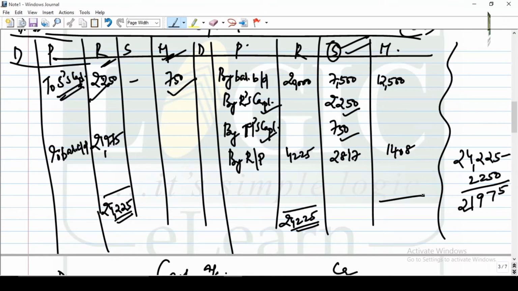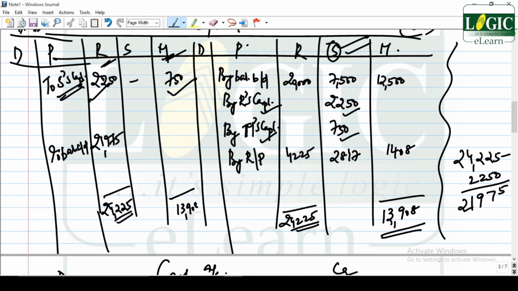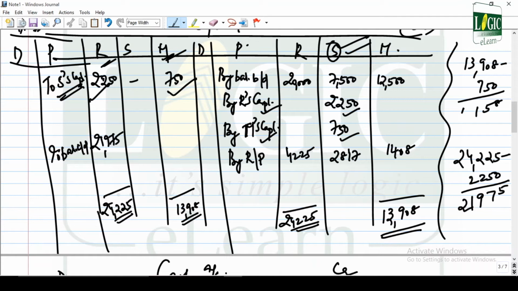What about the last man, the retiring man? We will do finally, that is 13,908. Okay, that is the heavier total. So heavier total on both sides. So 13,908 minus 750. So the difference is 13,158. So now you see, these two people will have a balance. You bring it to the opposite side by balance brought down.